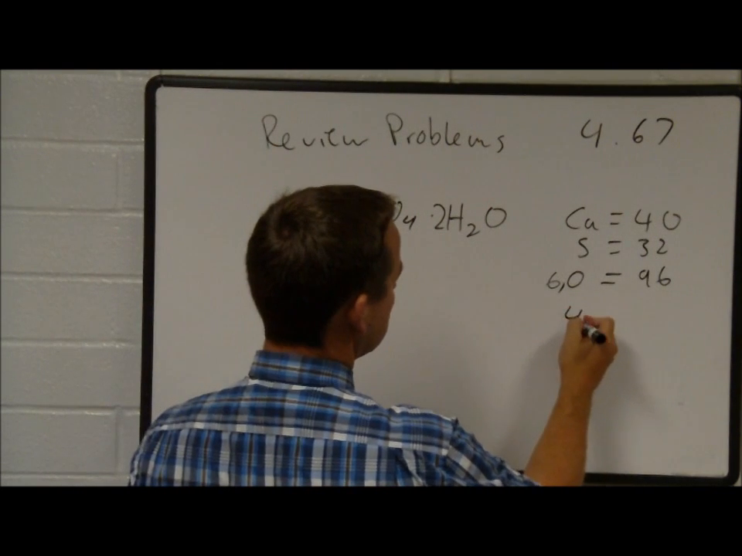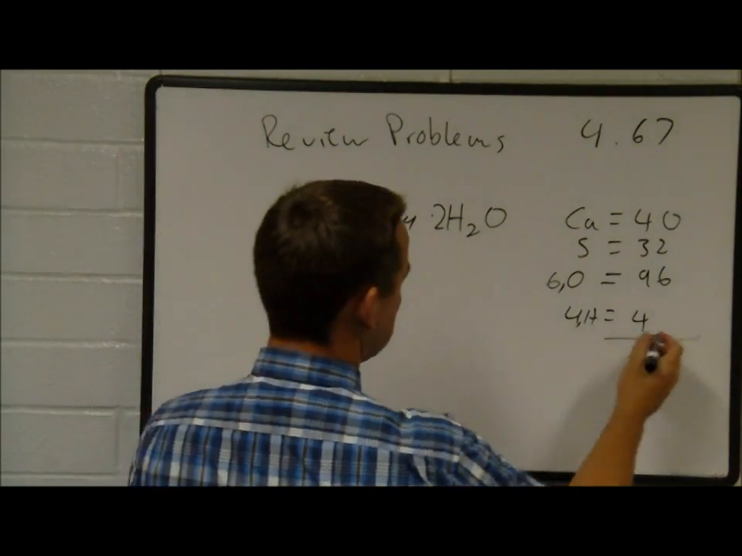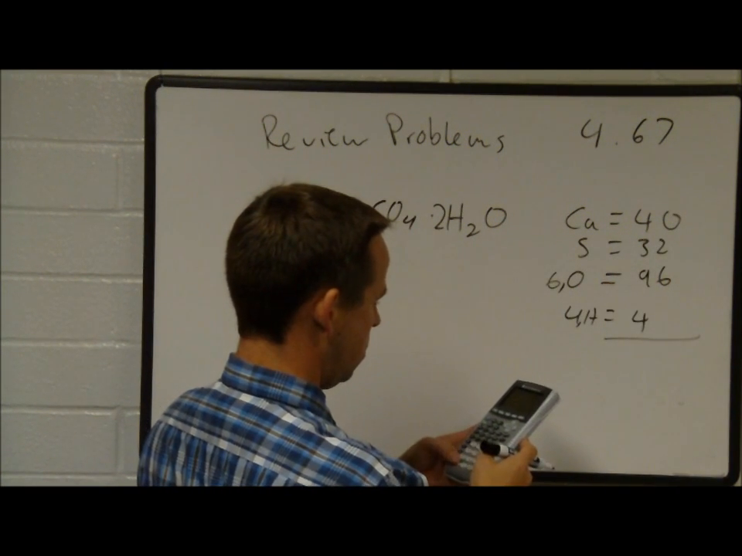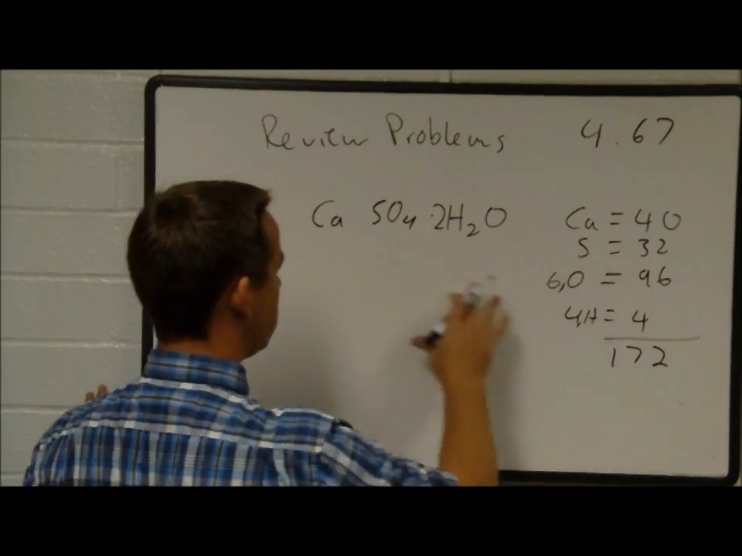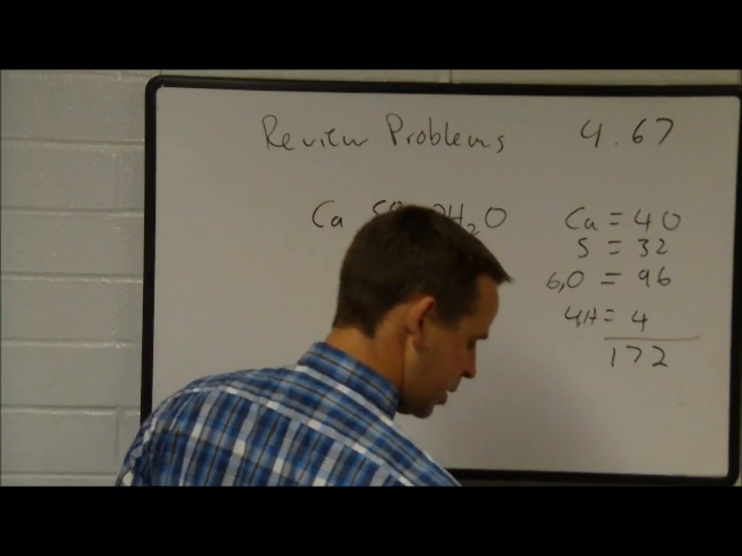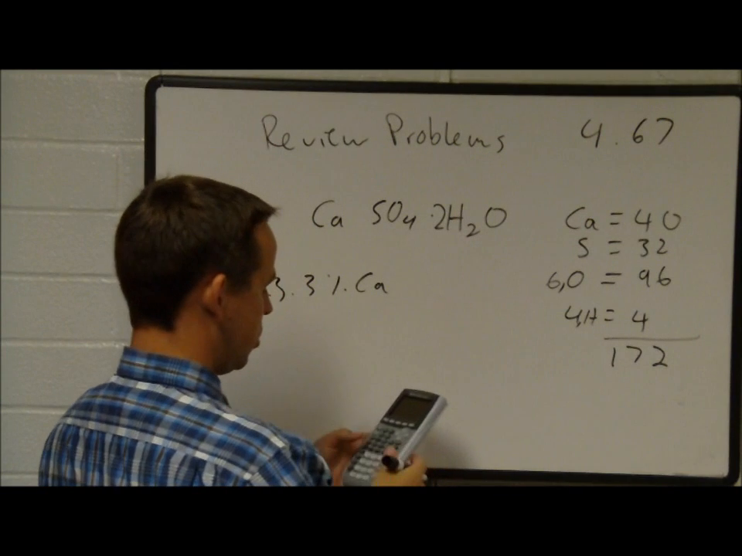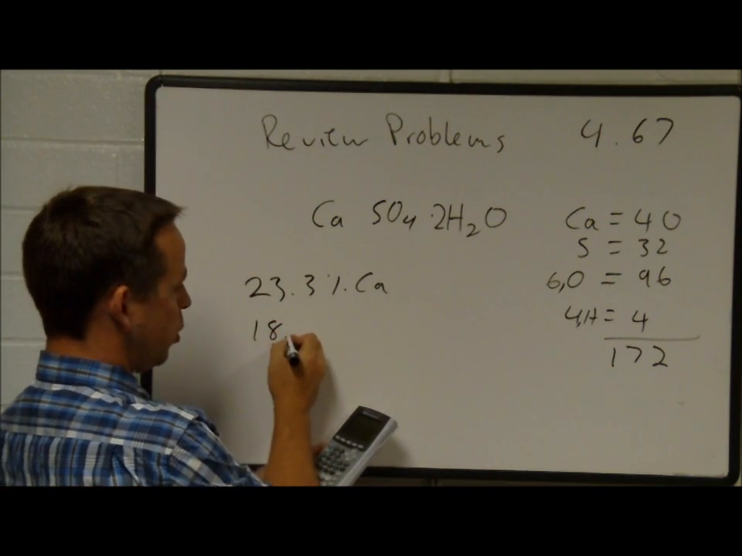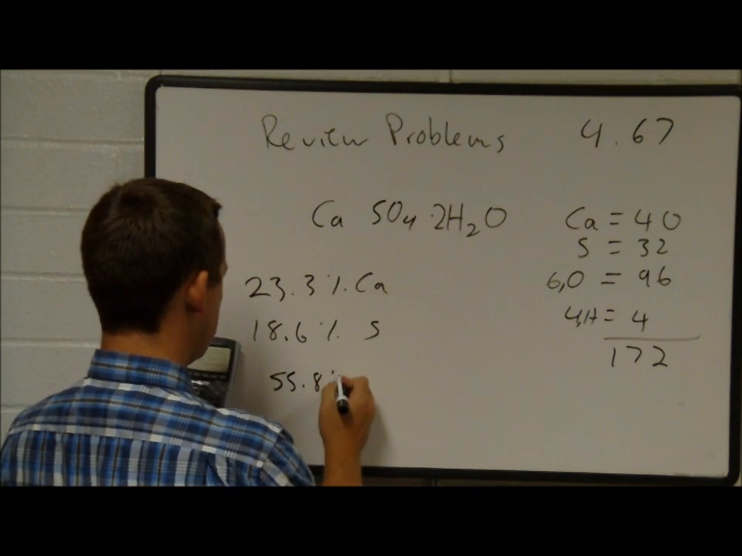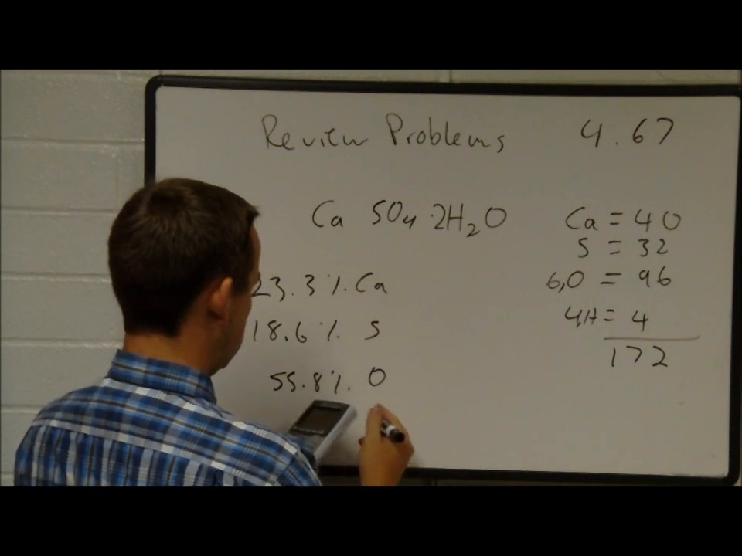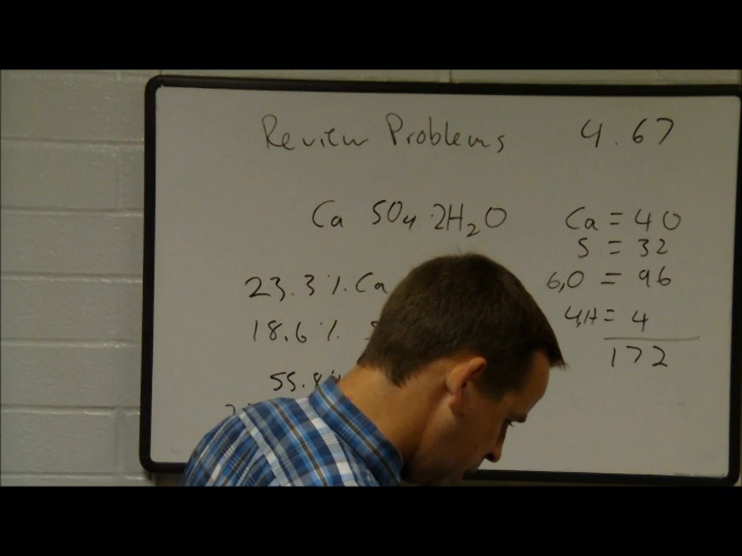All right, and then we have 4 hydrogen at 4. 4 hydrogen, 6 oxygen, 1 sulfur, 1 calcium. So 40 plus 32 plus 96 plus 4, 172. And that's how many grams there are per mole. That's all the mass due to these different atoms, right? So if we want just calcium, we have to go 40 divided by 172. 23.3% calcium. Sulfur, 32 divided by 172. That's 18.6% sulfur. 96 divided by 172, 55.8% oxygen. 4 divided by 172. That's hydrogen, 23.3% hydrogen. All right.